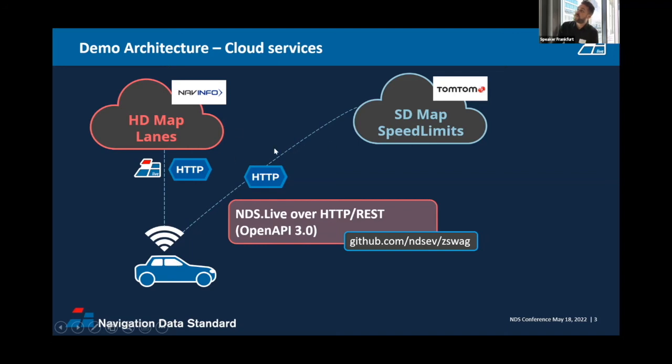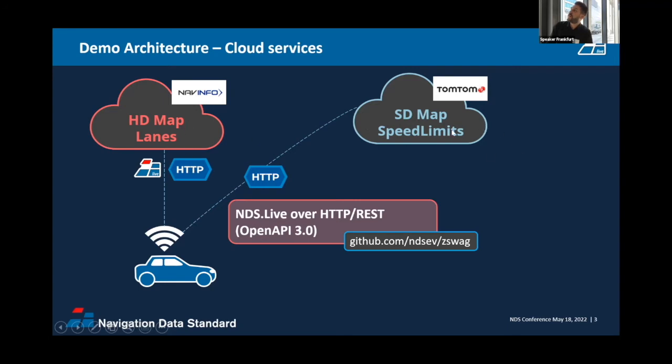They're both tile-based services. Internally we're using NDS.Live over HTTP REST, which we call SWAG, because Swagger is the name for OpenAPI 3. So we just added that to make it NDS.Live over Swagger. That's the name for it. If you want to use it, go there and check it out. We're fetching actually HD map lanes.